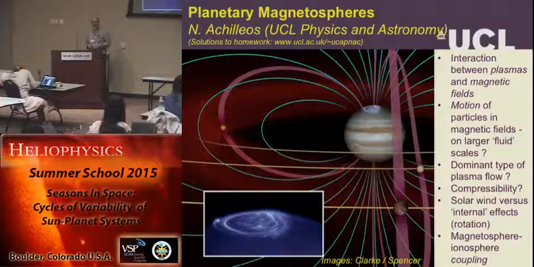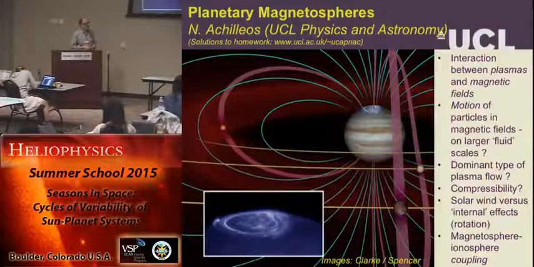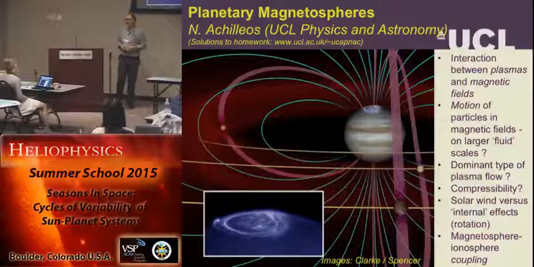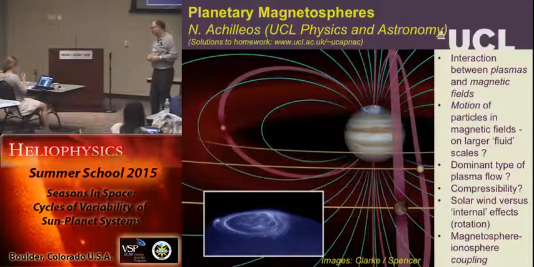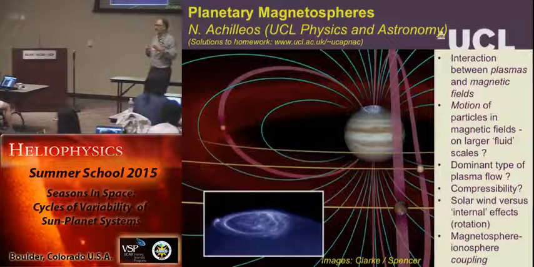Welcome to the final day of the summer school. Just to remind you a bit about my background, I'm Nick Achilleos, lecturer at the Department of Physics and Astronomy at University College London, part of the astrophysics group who do research there. I've previously been a support scientist for the magnetometer instrument on Cassini, which was how I got my first serious introduction to space plasma physics and space science.